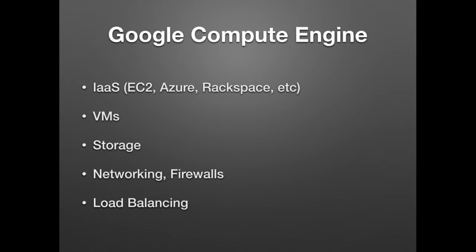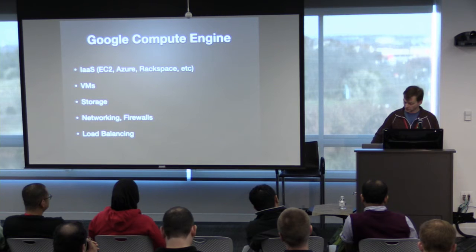All right, so let's move on and talk about Google Compute Engine. You may have already heard a few presentations or mentions of Google Compute Engine today. In a nutshell, it is infrastructure as a service. It's very similar to offerings from Amazon, Microsoft, Rackspace, and other cloud hosting providers. Basically, Google Compute Engine gives you virtual machines. It gives you persistent storage or disks. It gives you networking and firewall capabilities, and also load balancing capabilities.